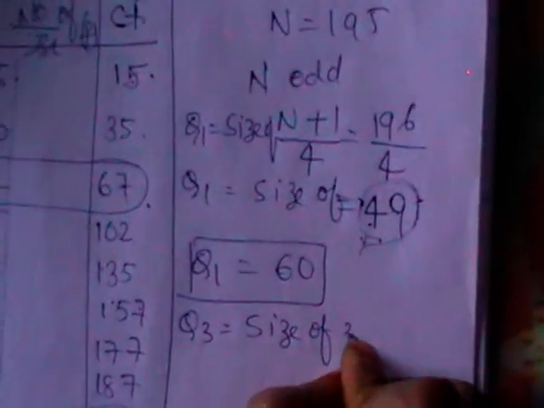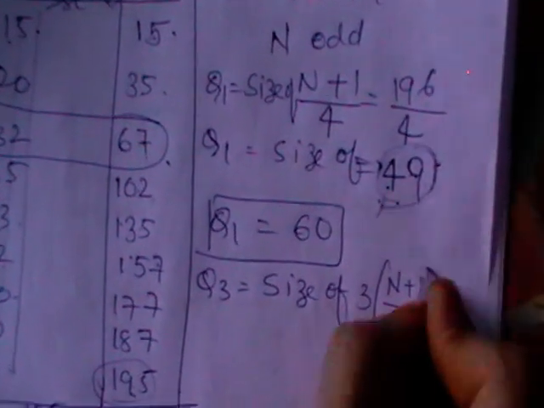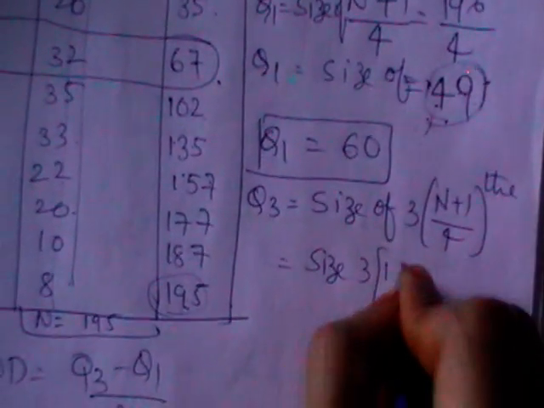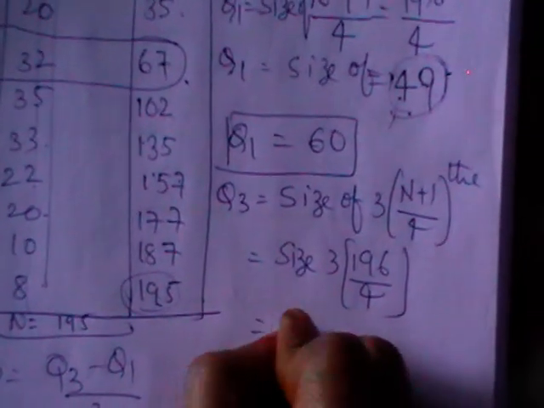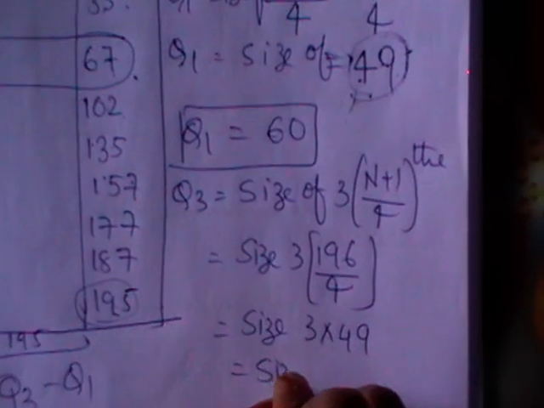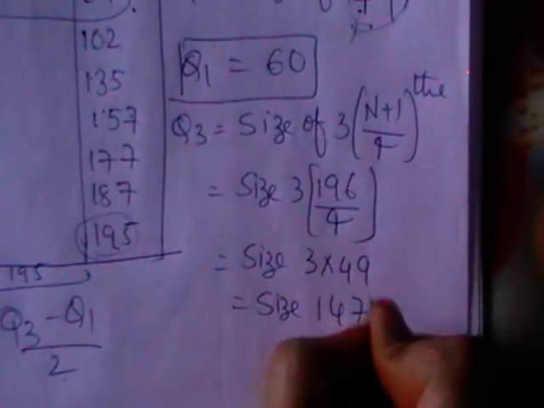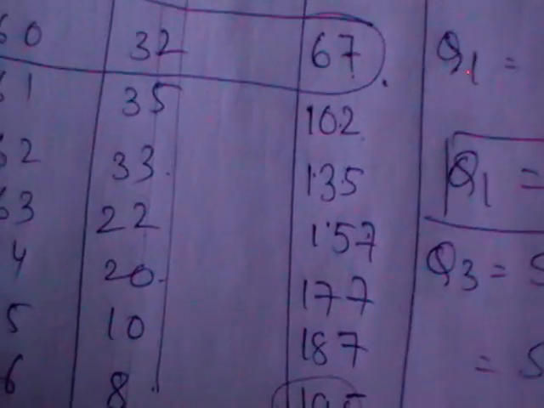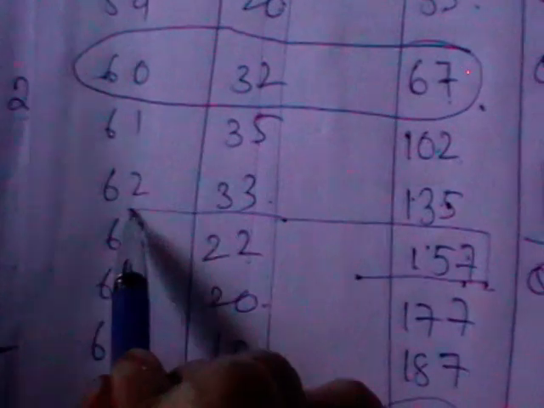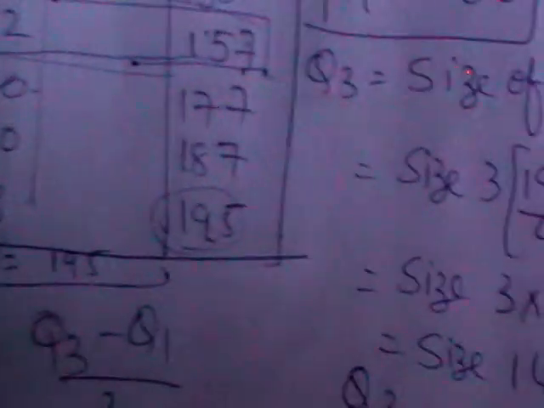How do you calculate Q3? Size of third quartile means the 3 into N plus 1 by 4th item, which is size of 3 into 196 by 4, which is size of 3 into 49, which is equal to size of 147. You identify a value from this column which is equal to or more than 147. This is the value just more than 147, between 135 and 157. So round up the entire row here. So Q3 here is 63.